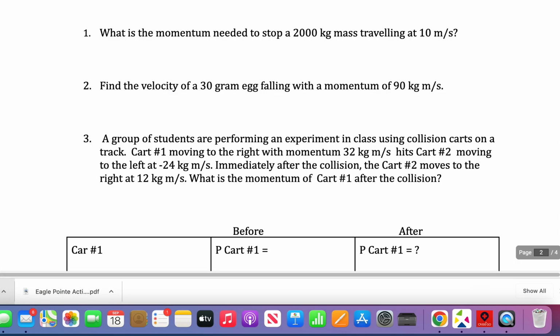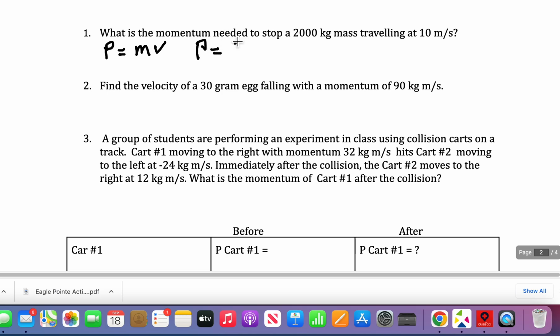Okay, this video is over page 2 of the study guide. So, what is the momentum needed to stop a 2,000 kilogram mass traveling at 10 meters per second? Okay, well, the first thing is you would want to write the momentum equation. Momentum equals mass times velocity. Then you're just going to substitute in the numbers.